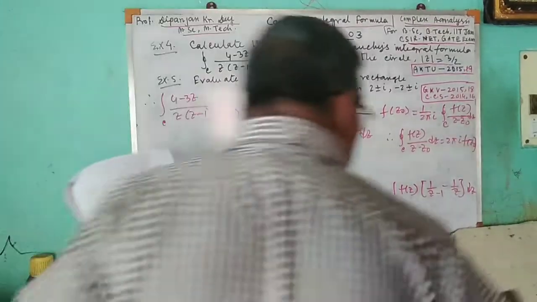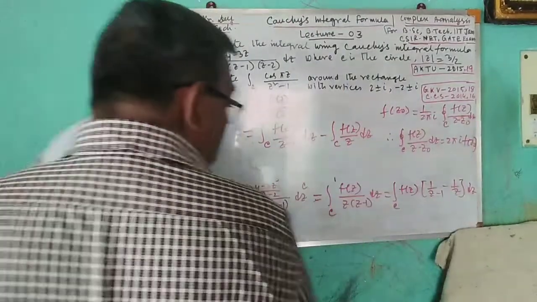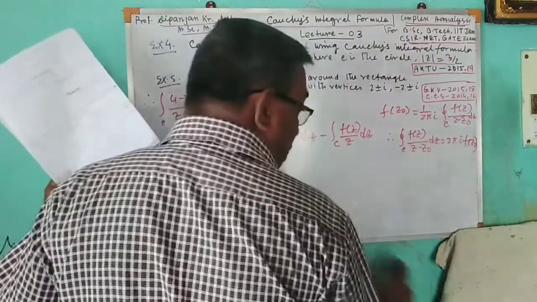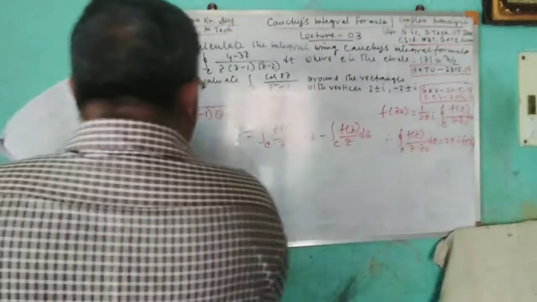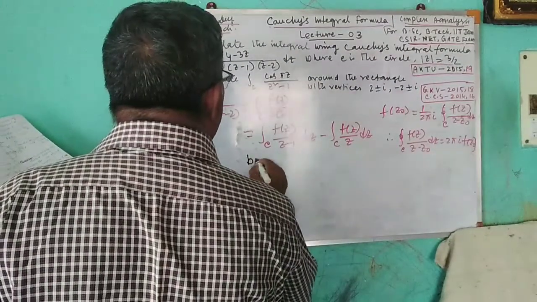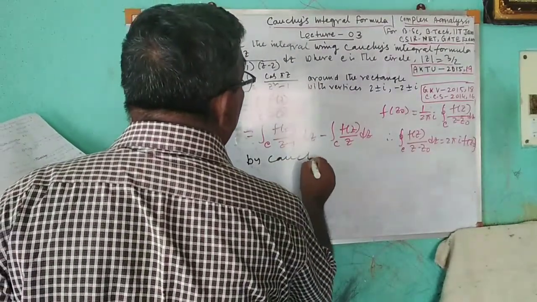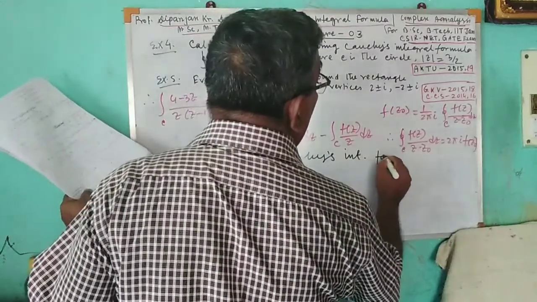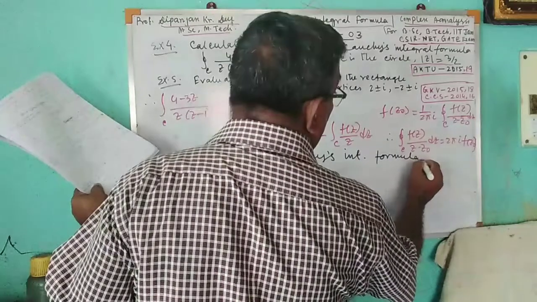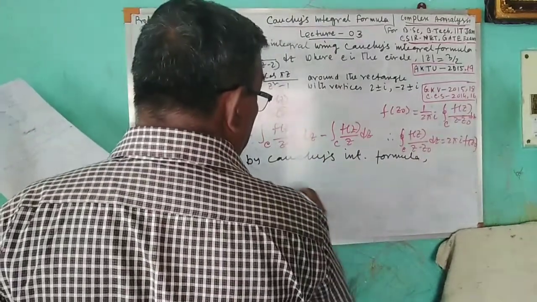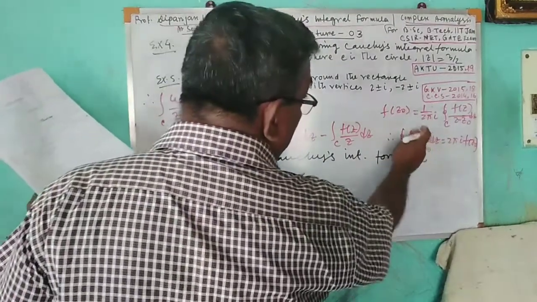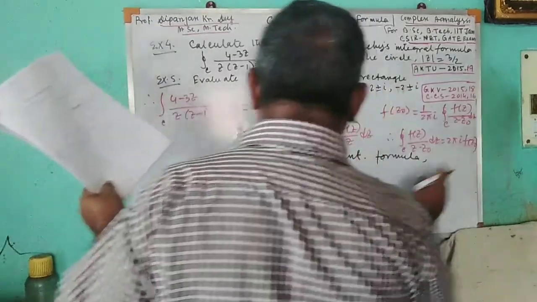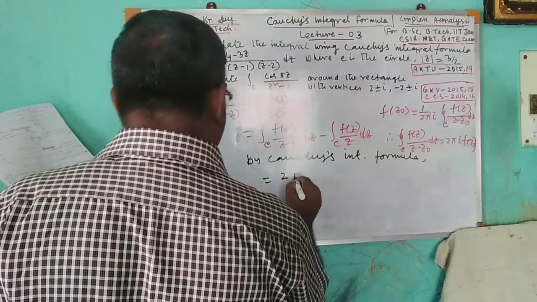Therefore, by Cauchy's integral formula, this again equals f of z0 times 2 pi i. Here you have to write 2 pi i.